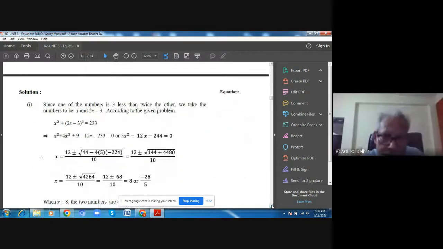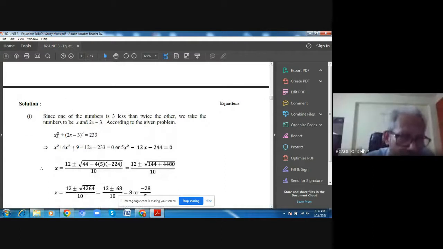That's why x square plus (2x minus 3) square, this condition is also given, is equal to 233. Now the equation is given. Once you know the equation, the number indicates the roots. The x value is coming, no? Then after that it is simple. Straight away you can calculate it. It is just a formation of the quadratic equation.